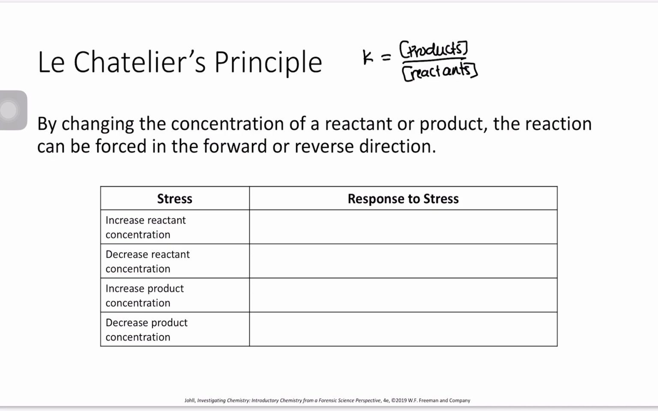So if I increase the concentration of my reactants, I increase the number on the bottom. That means in order to keep K constant, I need to make more products. So if we increase the reactant concentration, we will see a shift to the products.